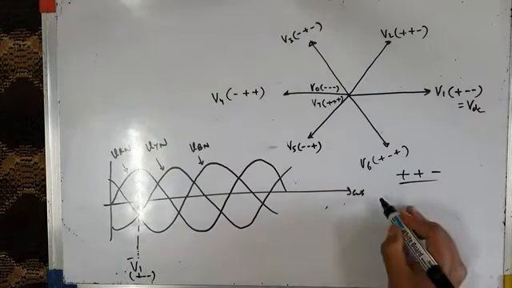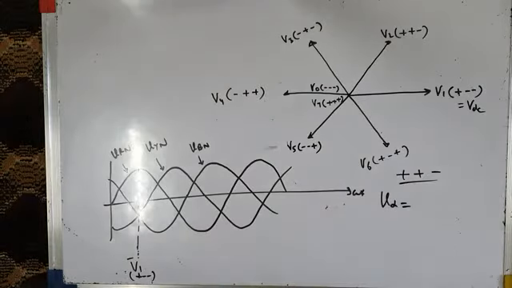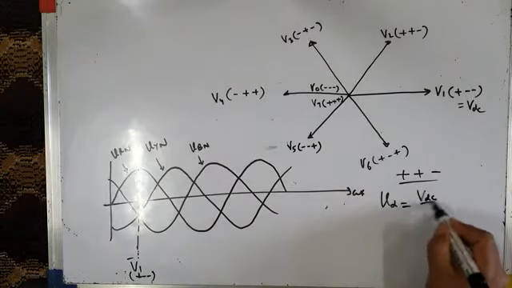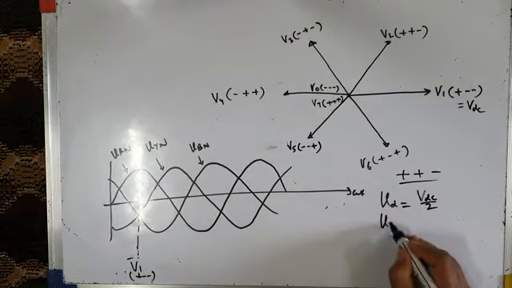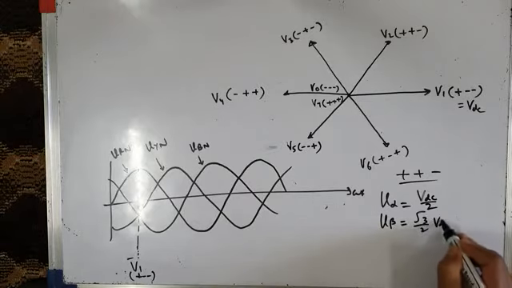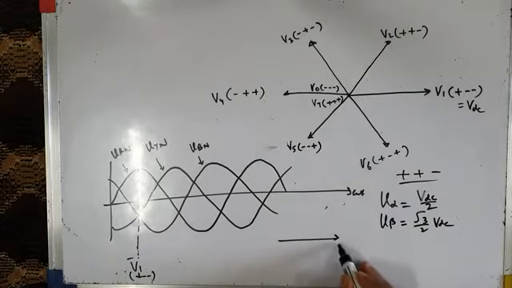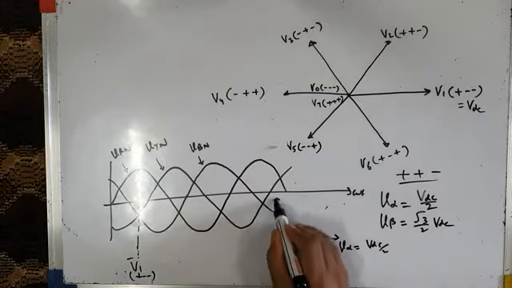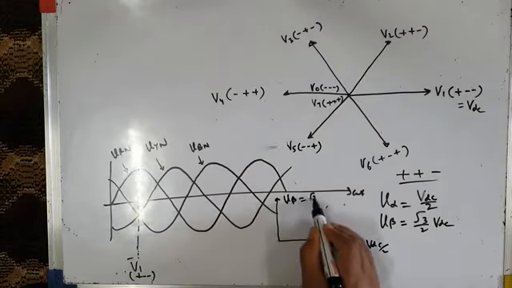In the second switching state, we again find the alpha component. We are not going to calculate it again, we have done it already in the previous class. In this switching state, V alpha that was calculated by us was found to be VDC by 2, and V beta was found to be equal to root 3 by 2 VDC. So this is my alpha component, V alpha, which is equal to VDC by 2, and my V beta is here, V beta equal to root 3 by 2 VDC.